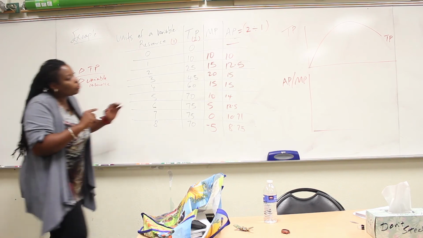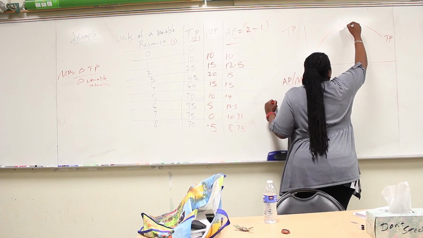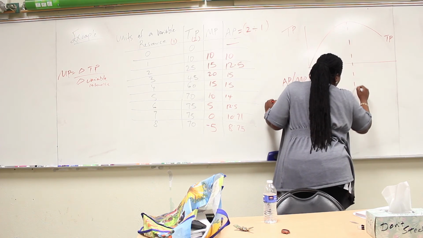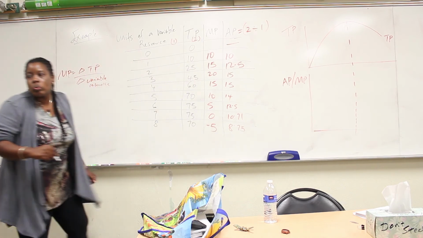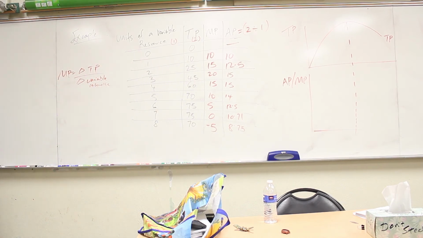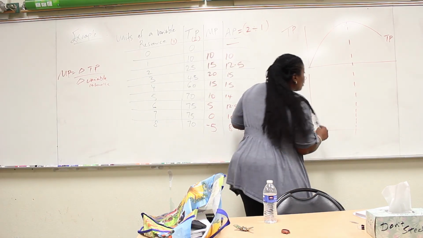Now, a couple of things. With the total product, where it is at the peak, the maximum, kind of estimate that and bring it down for me. We're going to get average product and marginal product here. So a couple of things.